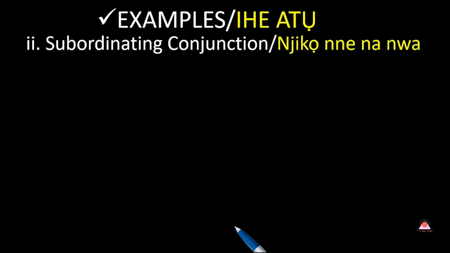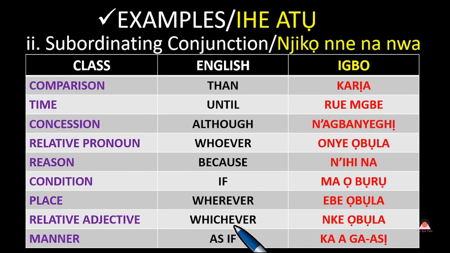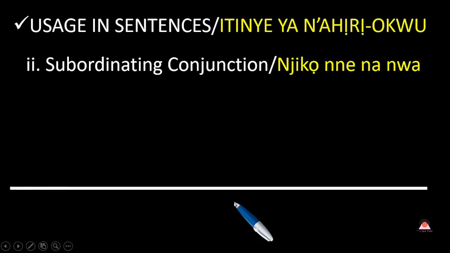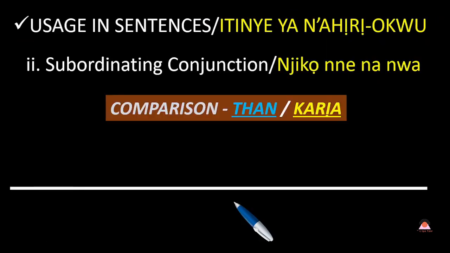So we go to the second type of conjunction, subordinating conjunction. Remember the examples we had and the classifications we had earlier on, just to refresh your mind. But we have done that already. Karịa, ruo mgbe, n'agbanyeghị, onye ọbụla, n'ihi na, maọbụ, ebe ọbụla, nke ọbụla, ka a ga-asị. And these are their English versions, as we learned earlier. So let's move straight to sentence examples, beginning with the class comparison.